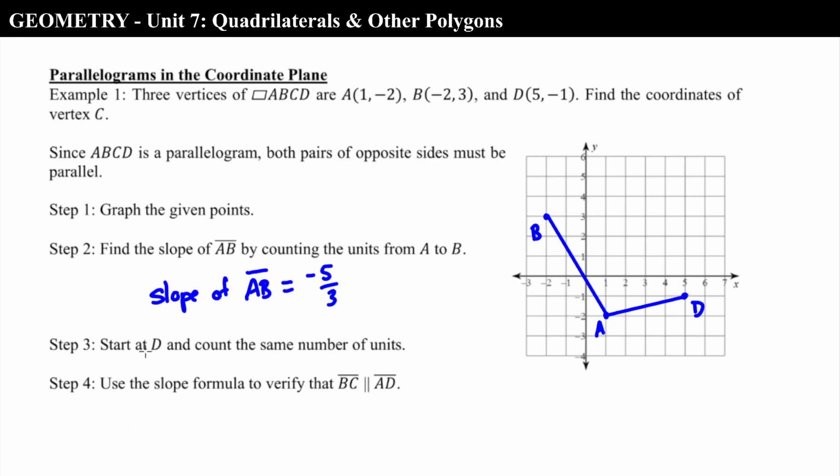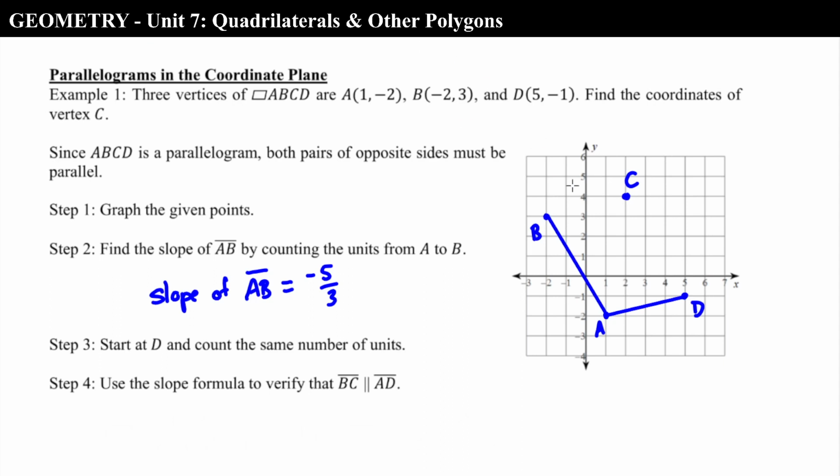So let's start at D and count the same number of units. So we go 1, 2, 3, 4, 5, 1, 2, 3. And then we plot right there. Okay, and this is our vertex C.